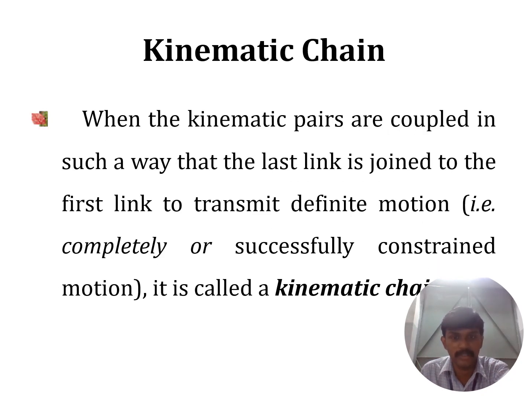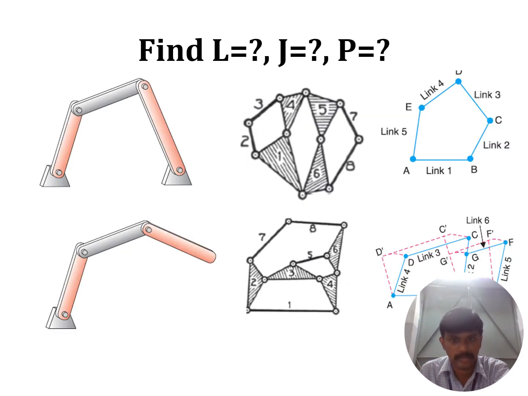Next, the kinematic chain. When the kinematic pairs are coupled in such a way that the last link is connected to the first link, and it transmits some definite motion, it is known as a kinematic chain. This is an example of a kinematic chain.